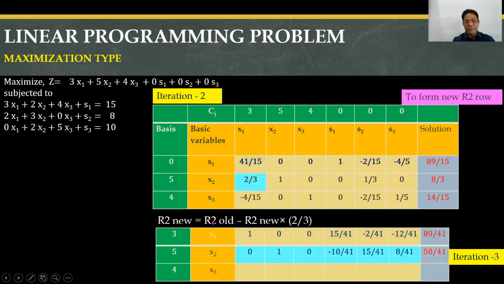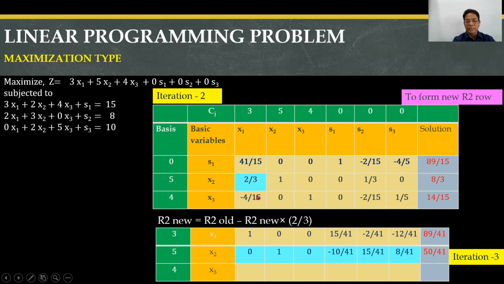2 by 3, that is R2 old, minus 2 by 3 times of 1. There is a correction here. It should be R1 new. So when we do this, what will we get? We'll get 2 by 3 minus 2 by 3 times of 1. That will be 0, and so on.